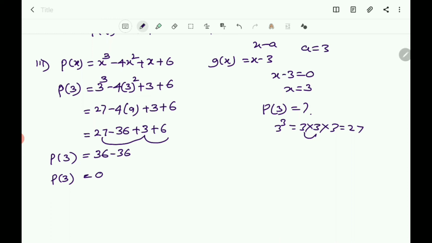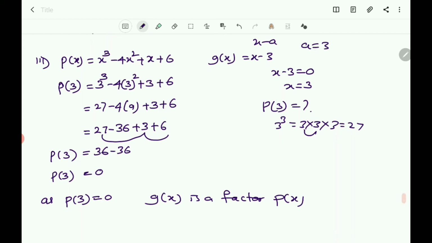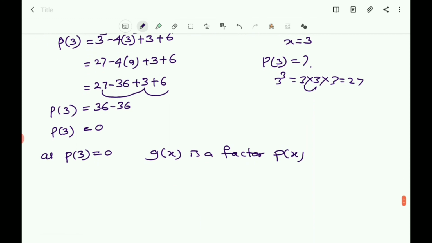So you write P of 3 is equal to 0. You can say directly, g of x is a factor of P of x. Here g of x is x minus 3, P of x is x cube minus 4x square plus x plus 6. So the third one is completed here.